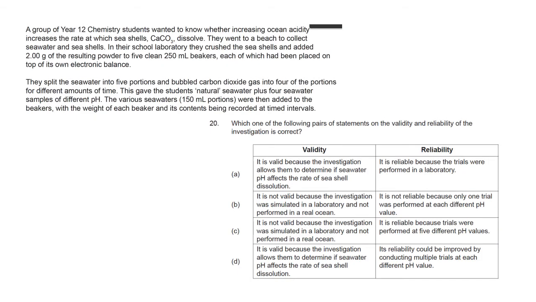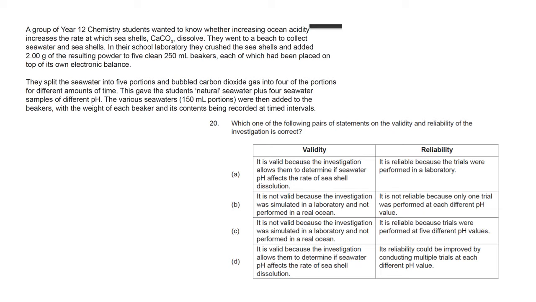Here's an example of something about validity and reliability. Okay, so a group of Year 12 students wanted to know whether increasing ocean acidity increases the rate at which seashells dissolve. They went to the beach, got some seawater and some seashells, crushed the seashells, put them in some beakers and they weighed them. Then they split the seawater into 5 portions and bubbled carbon dioxide into 4 of the portions, for different amounts of time. That gave students natural seawater plus 4 seawaters with different pHs.